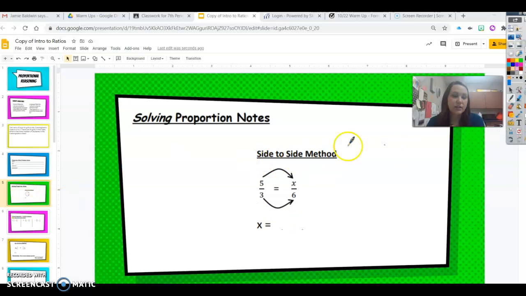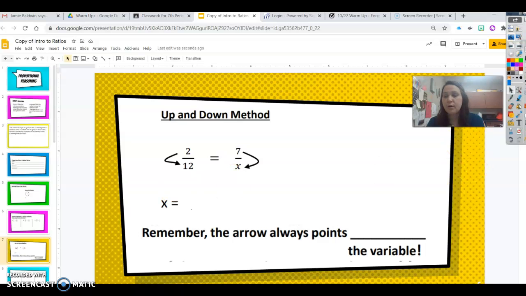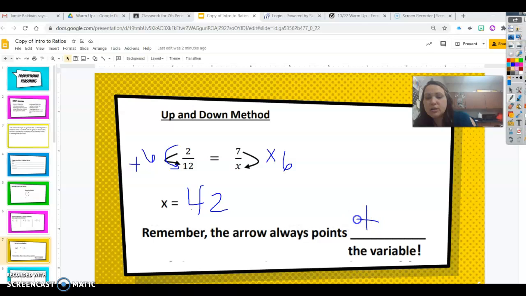Another way that I could do this is up and down. So again, the whole thing about a proportion is it's a relationship. These two rates are related in the same way. So here I'm going up and down. So 2 times 6 gets me 12. So on the other side, I'm going to do 7 times 6, which gets me 42. And my arrow should always be pointing toward the variable.